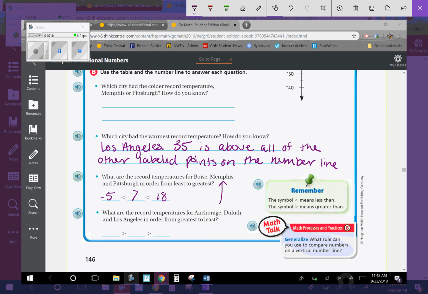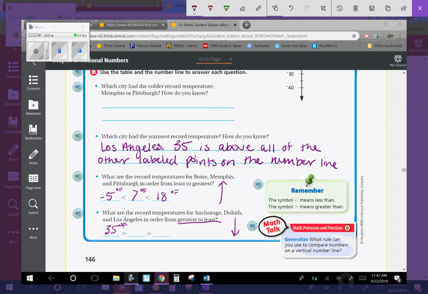What are the record temperatures for Anchorage, Duluth, and Los Angeles in order from greatest to least? So see these signs say greater than. So for that, we're going to start at the top and work our way to the bottom, which the top temperature is Los Angeles, which is 35 degrees. I forgot degrees Fahrenheit on all these. Don't forget to label like I just did.